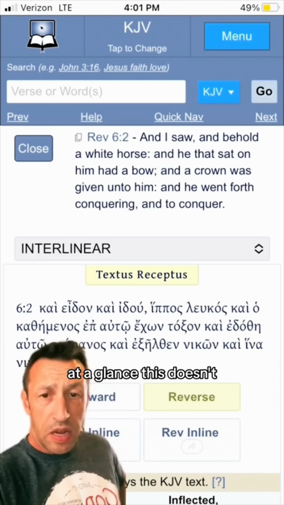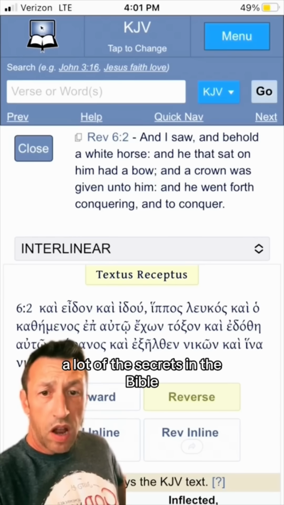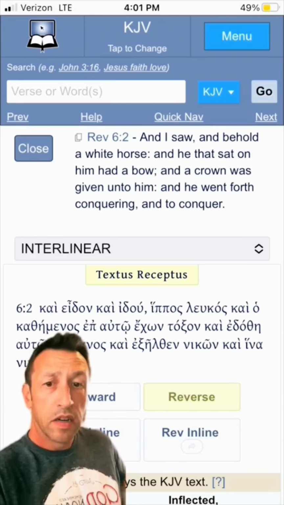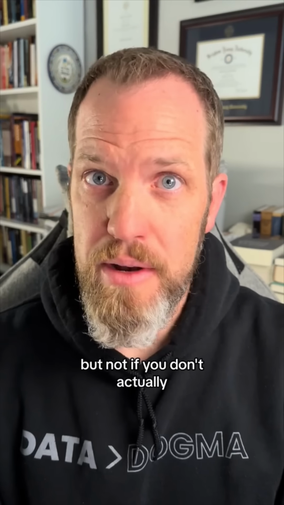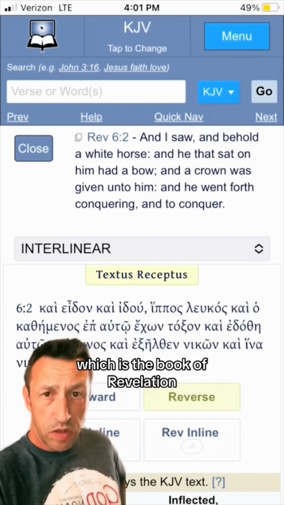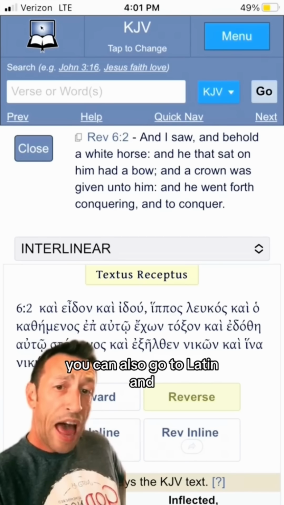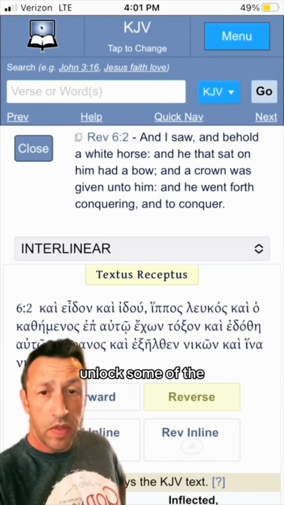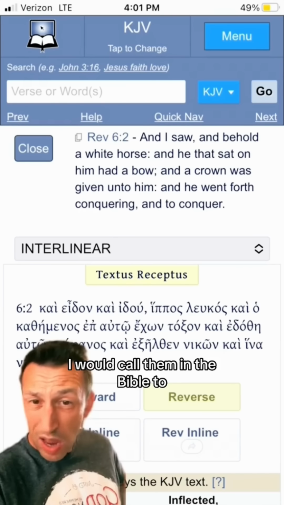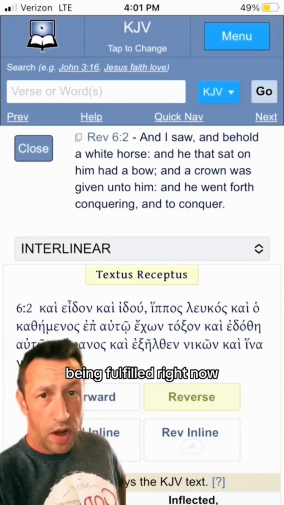At a glance, this doesn't mean anything. But when you go back to the original languages, a lot of the secrets in the Bible get unlocked. But not if you don't actually know the original languages. The New Testament, which is the book of Revelation, was written in Greek originally. You can also go to Latin and unlock some of the codes, I would call them, in the Bible to see prophecy that's being fulfilled right now, and that's what we're going to do.